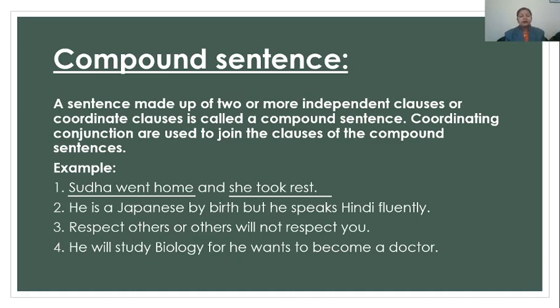The second is he is a Japanese by birth. This is my first clause, an independent clause. But he speaks Hindi fluently. He speaks Hindi fluently. This is also a coordinate clause, an independent clause, and the two independent clauses are joined by the conjunction but. So it is a compound sentence.